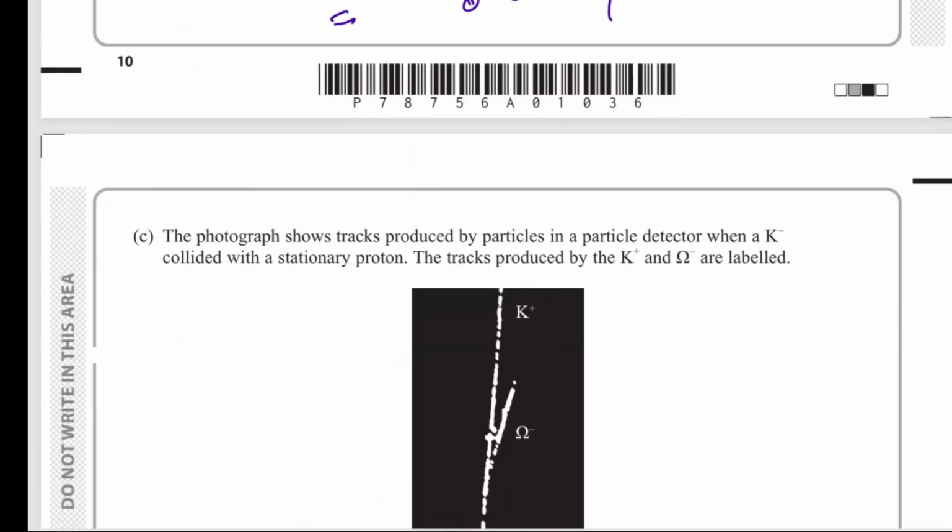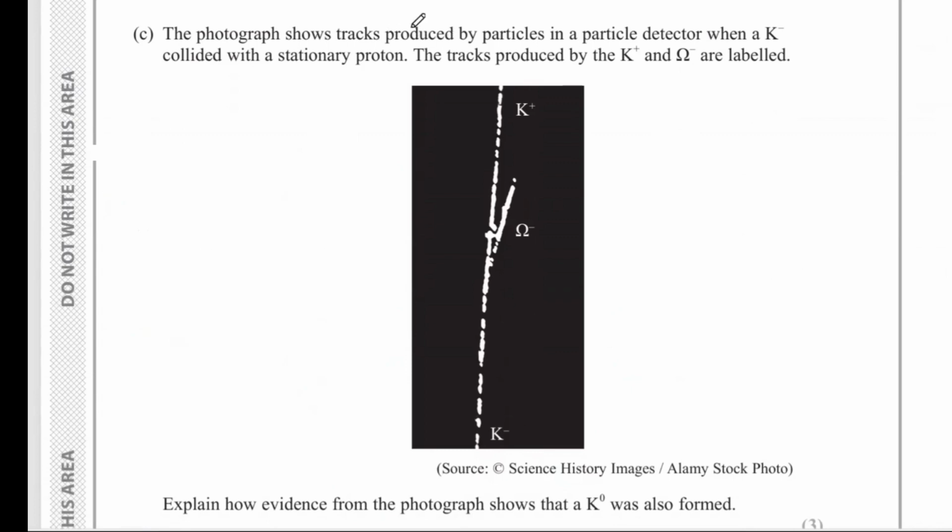different eras. Now, a photograph shows the track produced by the particles in the particle detector when a negative cation collided with a stationary proton. The tracks produced, K plus and omega minus, are labeled. The negative cation got itself into omega minus and K plus, right? So if you could just imagine, you've got neutrality on the right-hand side. And for this reaction to really happen, there must be a neutrality to the left as well, right? Explain how evidence from the photograph shows that neutral cation was also formed.